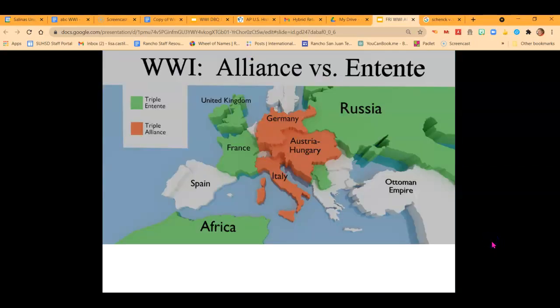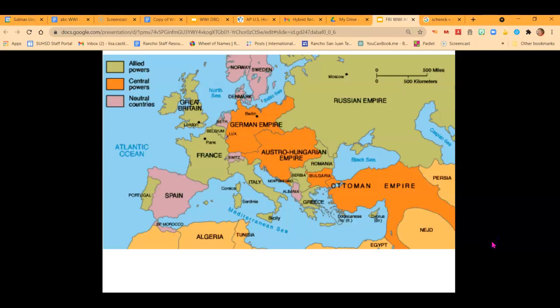All right, here is a little map. Before the war, you will remember the Allied powers were called the Triple Entente. Entente is French. And the Central Powers, Germany, Austria-Hungary, and Italy, they were actually the Triple Alliance. And then strangely, once the war broke out, their names changed.